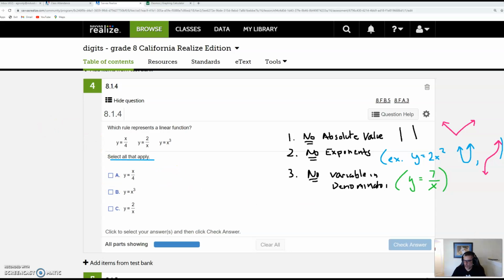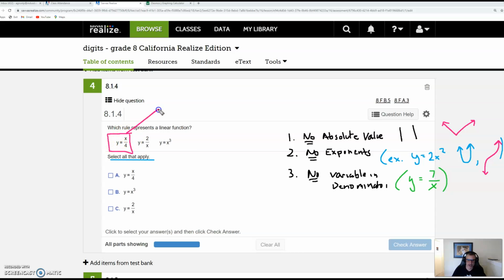So let's look at this first equation. y equals x over 4. Does it have absolute value bars? No, it doesn't. Does it have any exponents? No, it doesn't. Does it have a variable in the denominator? No, it doesn't. The x here is in the numerator.